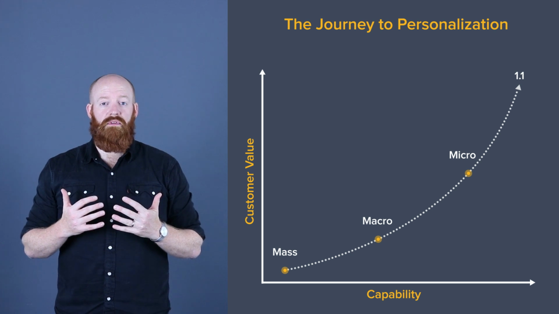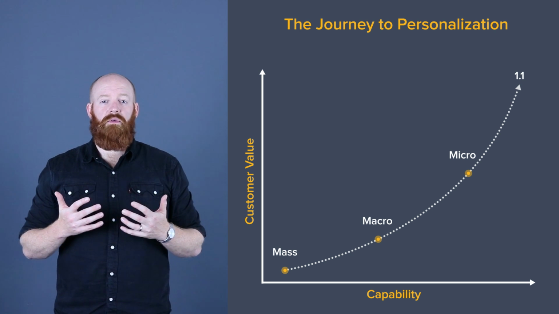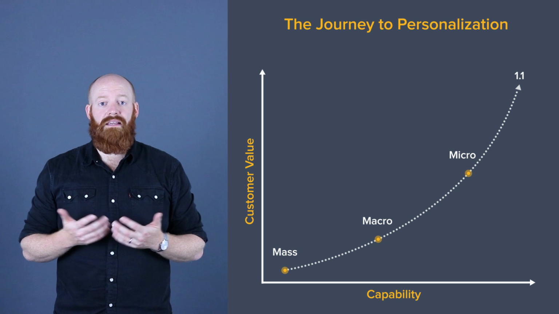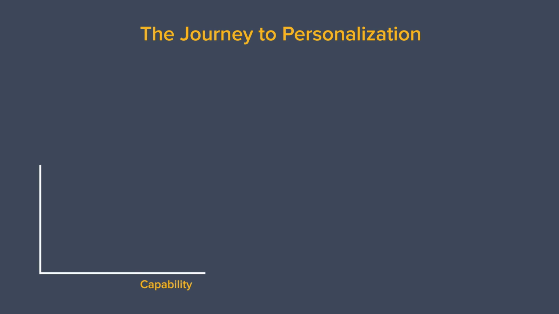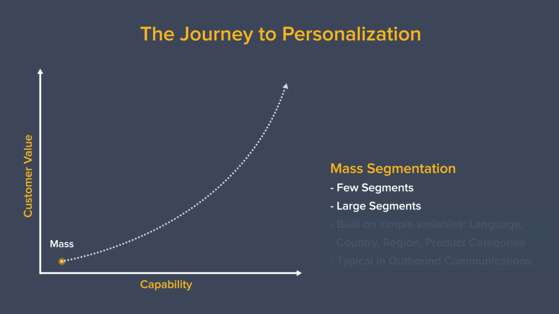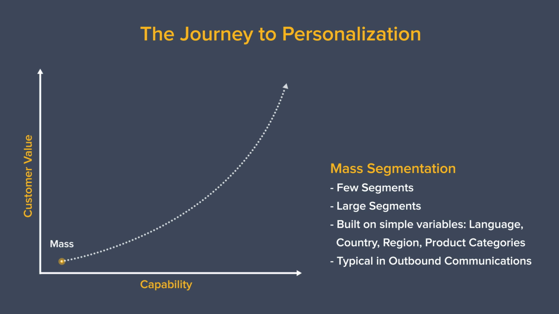Let's have a look at some of these points in a little bit more detail to help you understand the traits that you might see at each of these stages. The first point on the curve is mass segmentation. Here we're looking at not a huge amount of segments, but a lot of people in each segment. Normally these segments are built on simple variables: language, country, region, and depending on how your business is set up, possibly product categories. It's a core step to personalization and is typical in outbound communications, or if I have no real optimization capabilities on my website, this is where I normally start off.